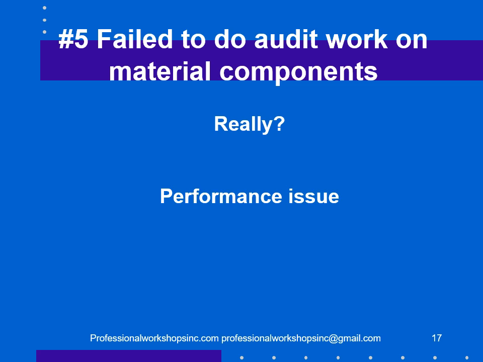Number 5, failed to do audit work on material components. Really? This is a significant performance issue, and if you're skipping material components, or indeed any component, you probably should look at almost every component, even prepaids. But you set risk of material misstatement at negligible, do only a very small amount of audit work, and move on to the next component. So, significant performance issue. Need to fix your standard forms and checklists.